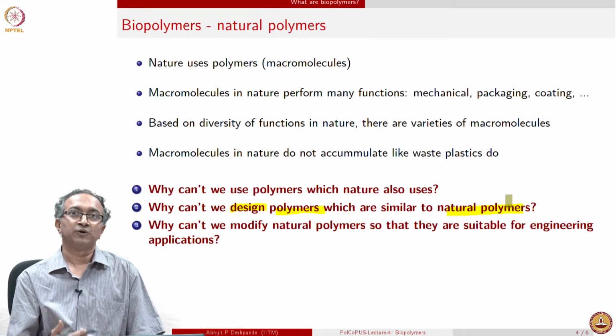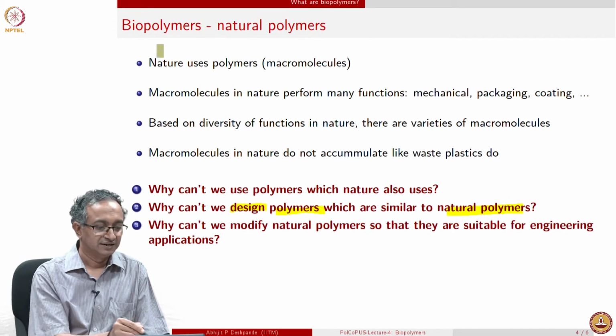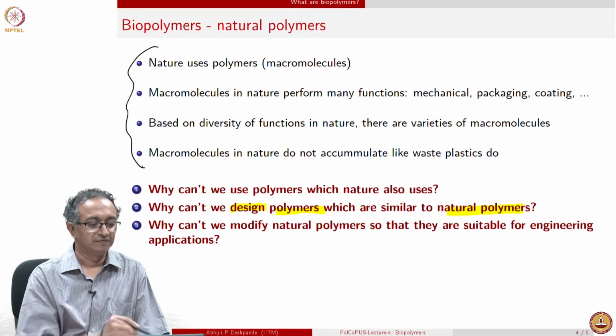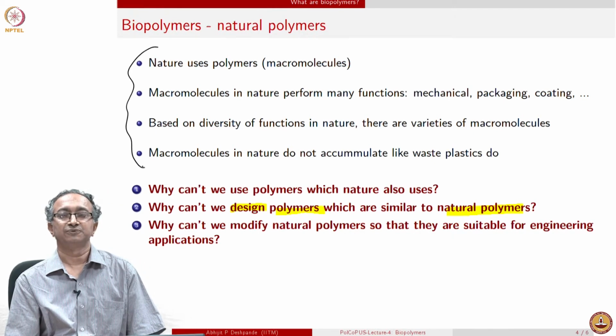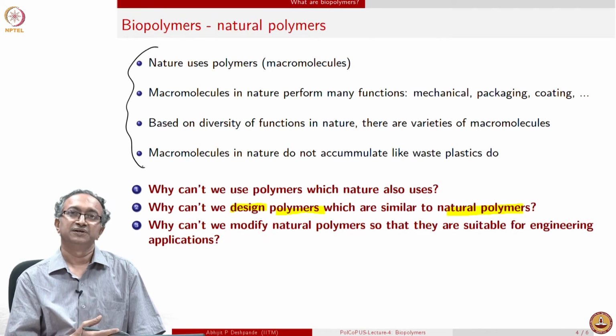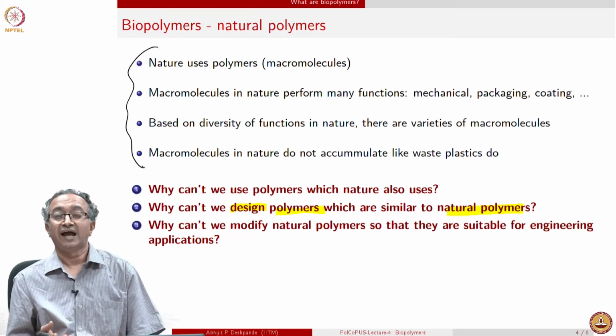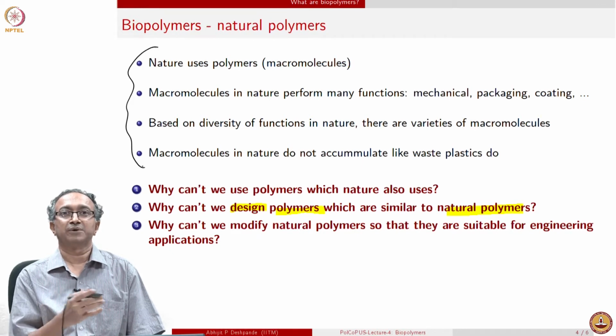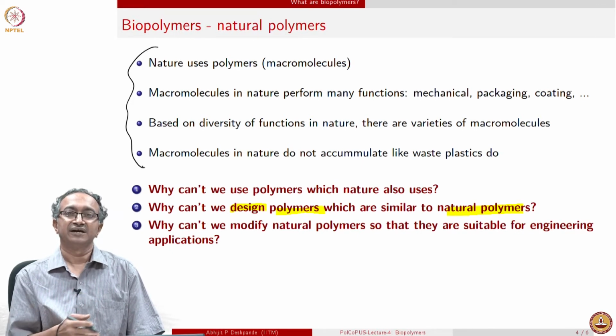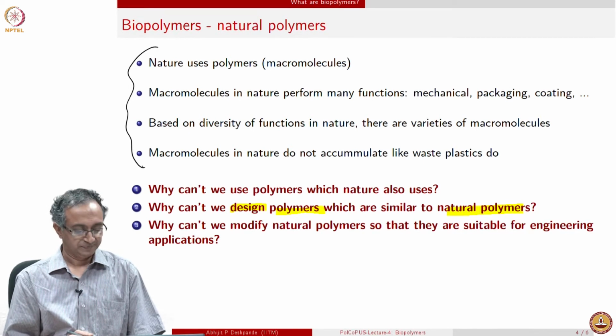The natural polymer may not be able to exactly do the job that we are looking for. So, can we design a polymer which has some of these advantages that we talked about, in the way macromolecules in the natural world are taken care of? Macromolecules are taken care of in the sense that they are produced in a variety of different forms, they perform various different functions, and once their function is over, they become part of a cycle, so that they are consumed, they are degraded, and they therefore do not accumulate like plastic waste.